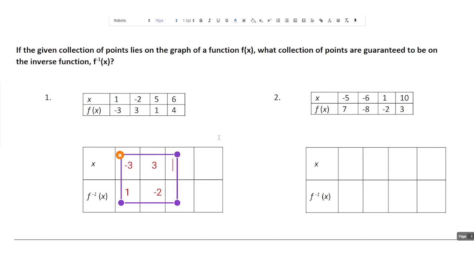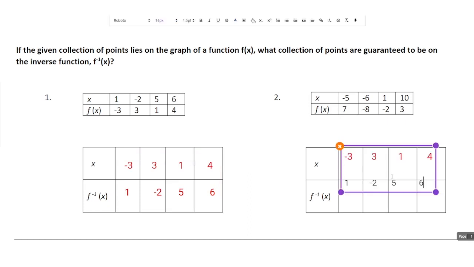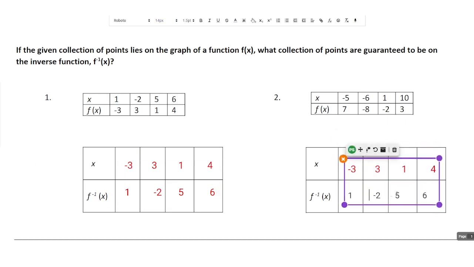The third point, since there's a coordinate (5, 1) on the original function, we know that (1, 5) will be on the inverse. Similarly, if (6, 4) is on the original function, then (4, 6) must be on the inverse. Number 2 is basically the same question, so we'll just copy and paste our answers over here. The only thing we need to change is the values, but it's set up very similarly.